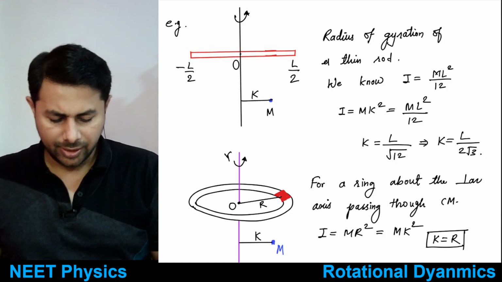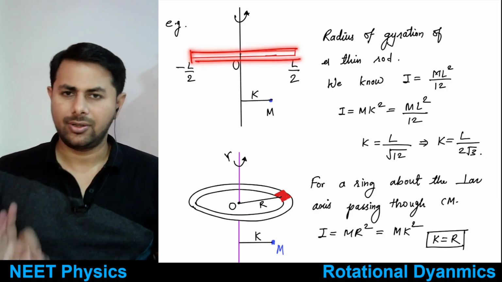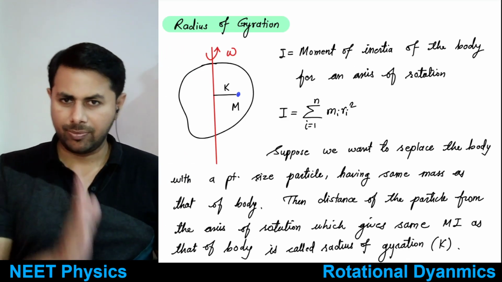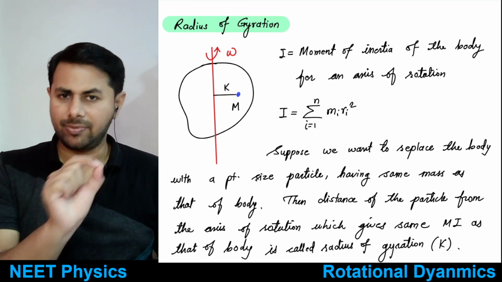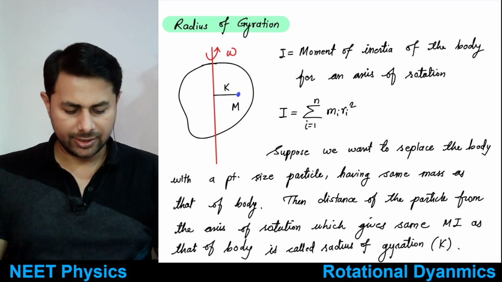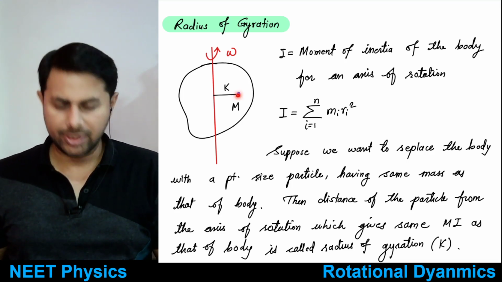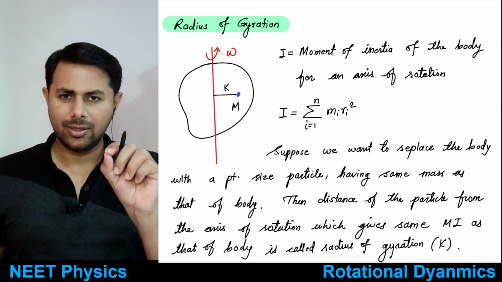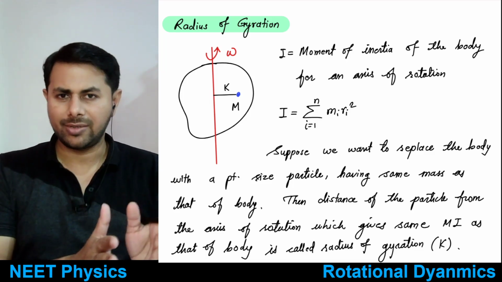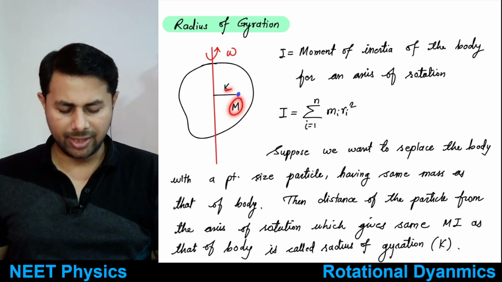I want to find the radius of gyration of this thin rod, suppose. Then what should I do? I want to replace that by a point-sized particle having mass equal to the mass of the rod, that is capital M. Then what would be the moment of inertia of this one particle? It is just its mass multiplied by distance square, Mk square, right? It is just equal to Mk square.